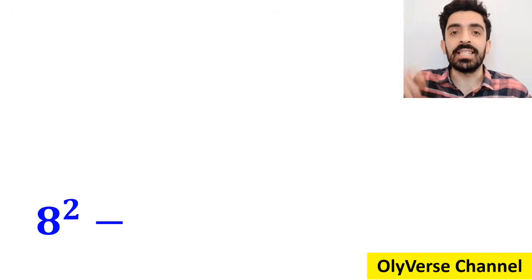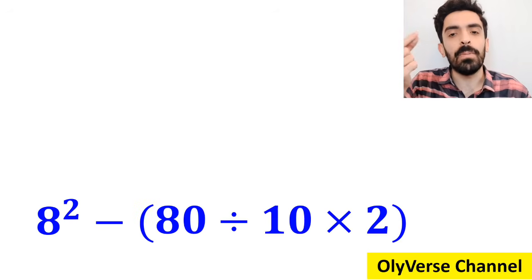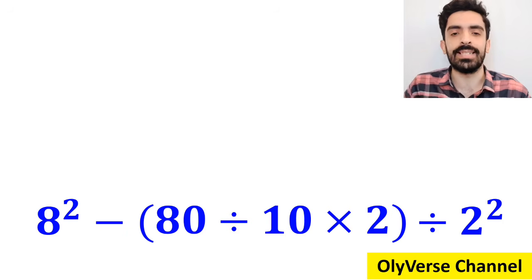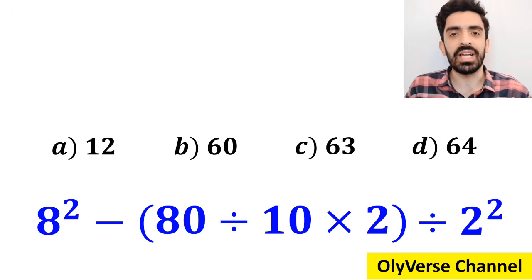What is the value of the expression 8 squared minus (80 divided by 10 times 2), then divided by 2 squared? Which option do you think is the correct answer to this question?